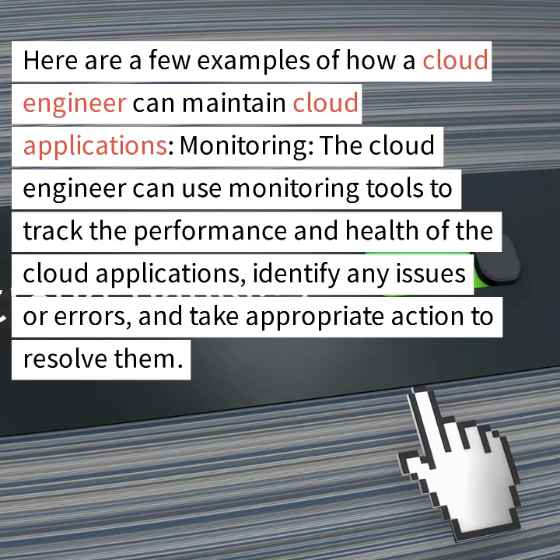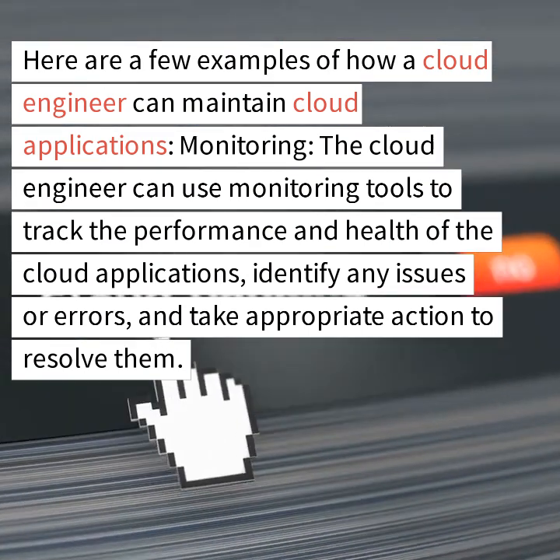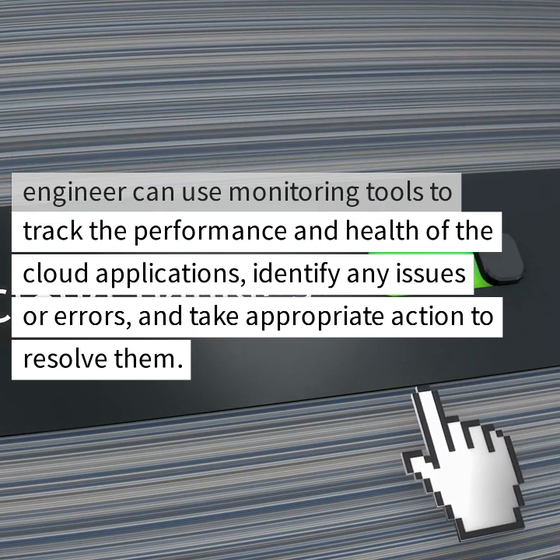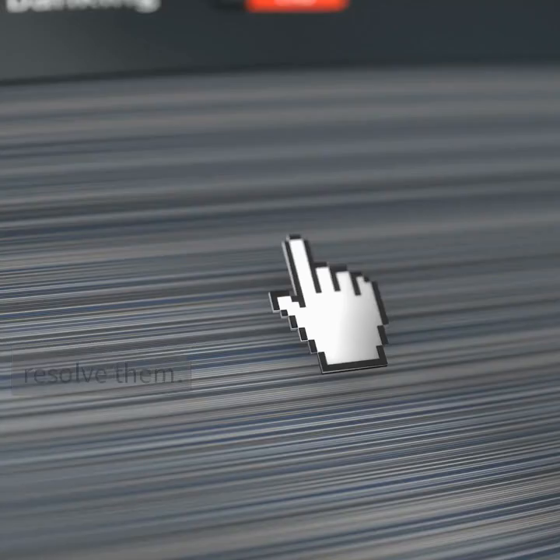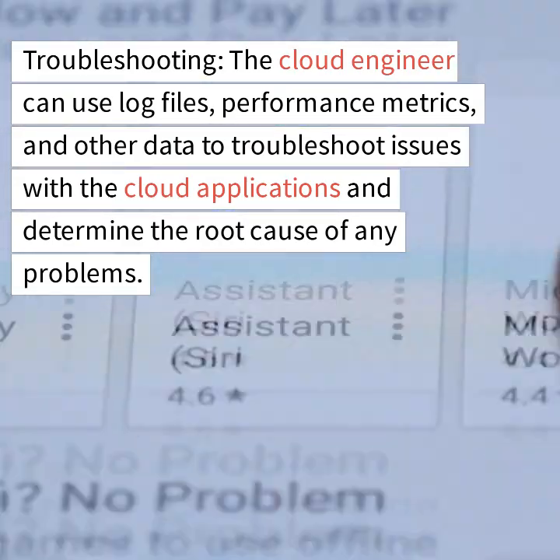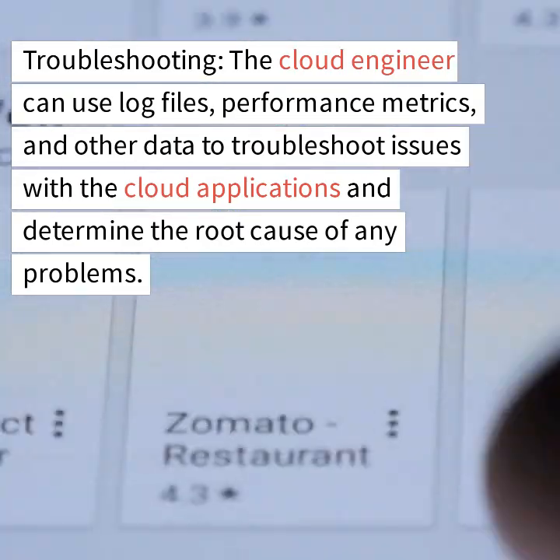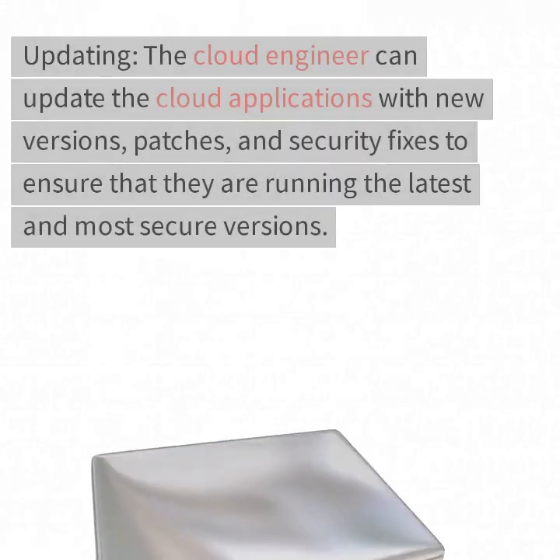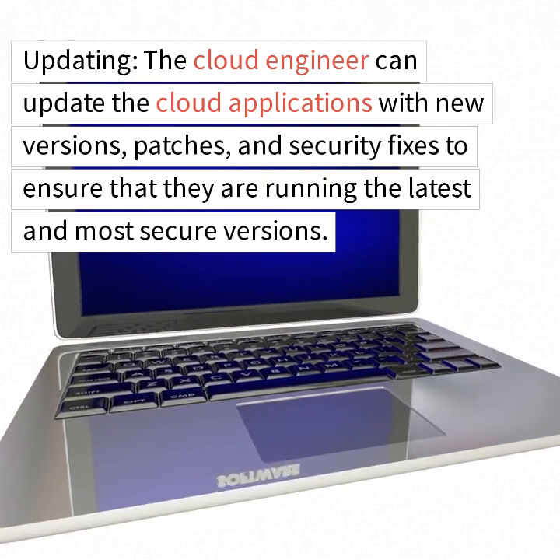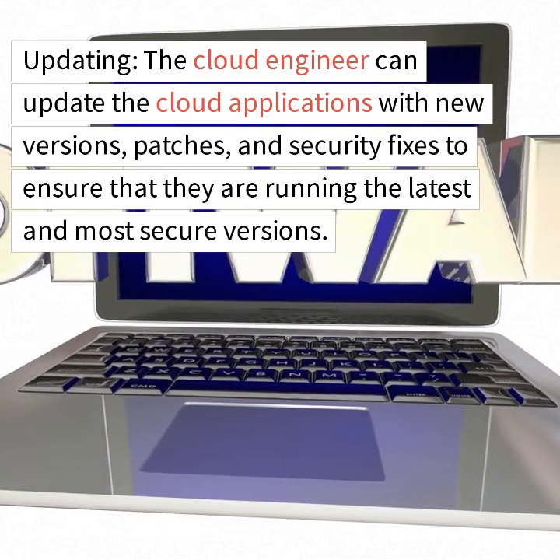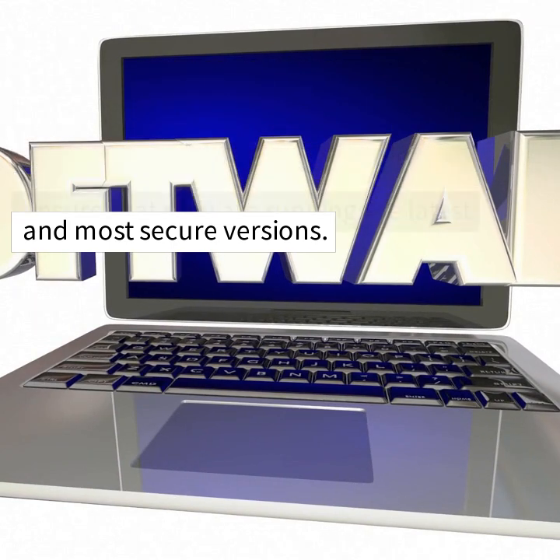Monitoring. The cloud engineer can use monitoring tools to track the performance and health of the cloud applications, identify any issues or errors, and take appropriate action to resolve them. Troubleshooting. The cloud engineer can use log files, performance metrics, and other data to troubleshoot issues with the cloud applications and determine the root cause of any problems. Updating. The cloud engineer can update the cloud applications with new versions, patches, and security fixes to ensure that they are running the latest and most secure versions.